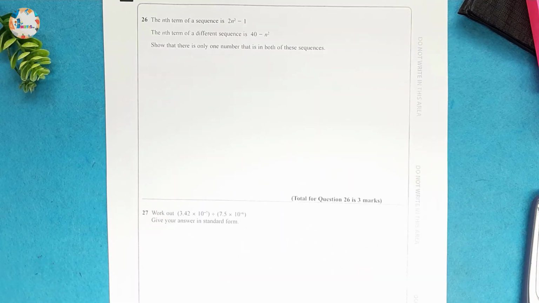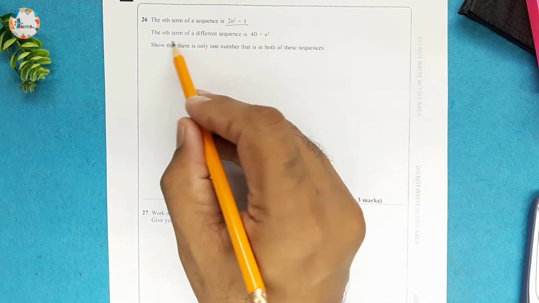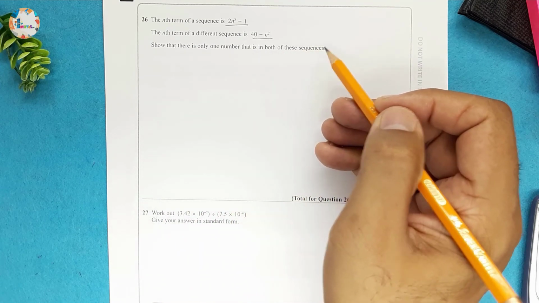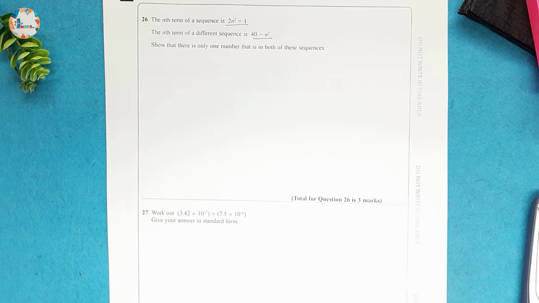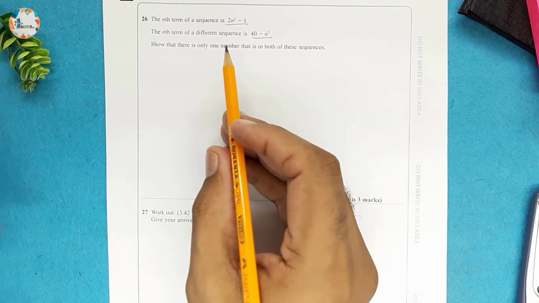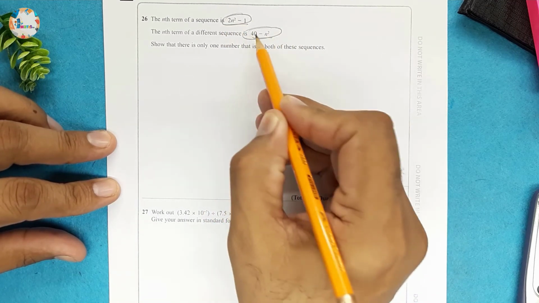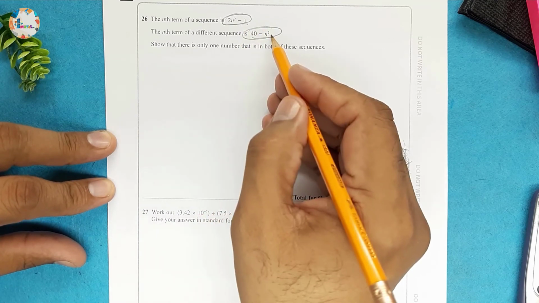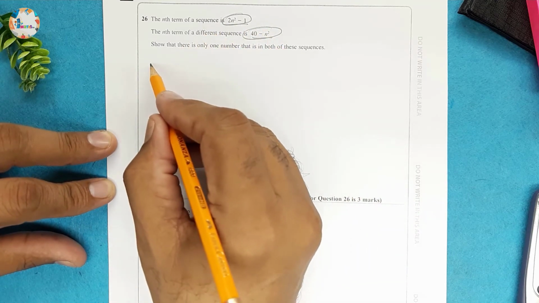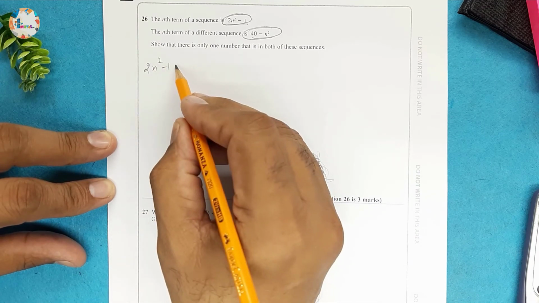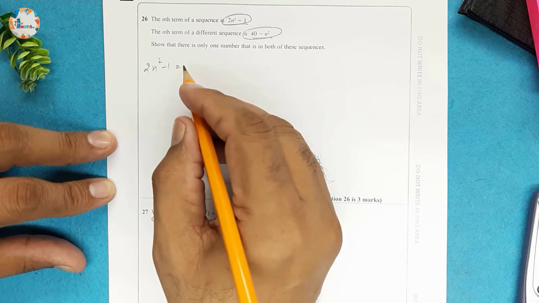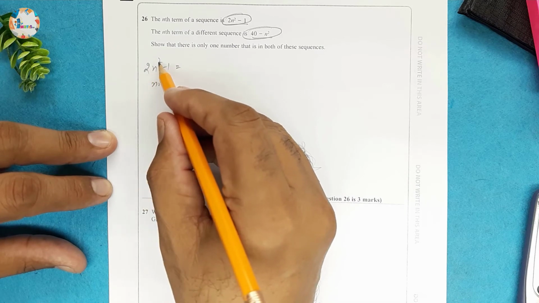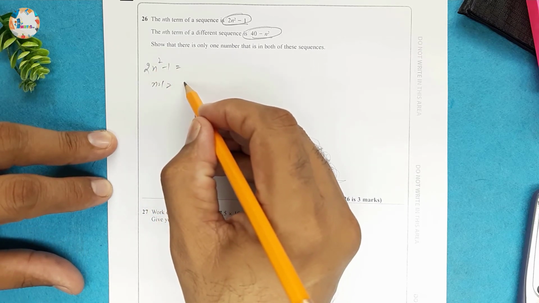Question number 26. The nth term of the sequence is this one. The nth term of a different sequence is this. Show that there is only one number that is in both of these sequences. So we can generate some terms of this sequence and this sequence. This one will be increasing and this one will be decreasing. So if we write 2n squared minus 1, and if we replace n is equal to 1, this will be giving us 2 minus 1, which is 1.